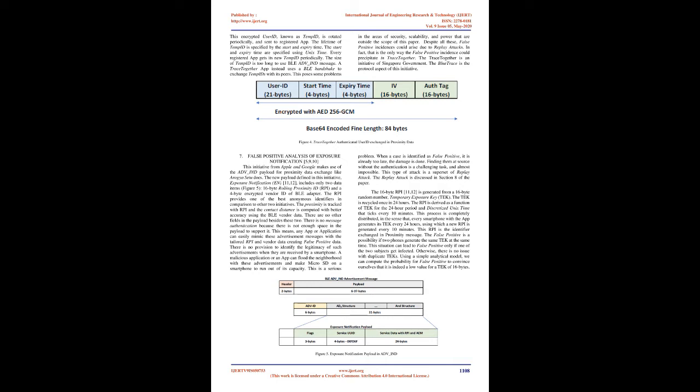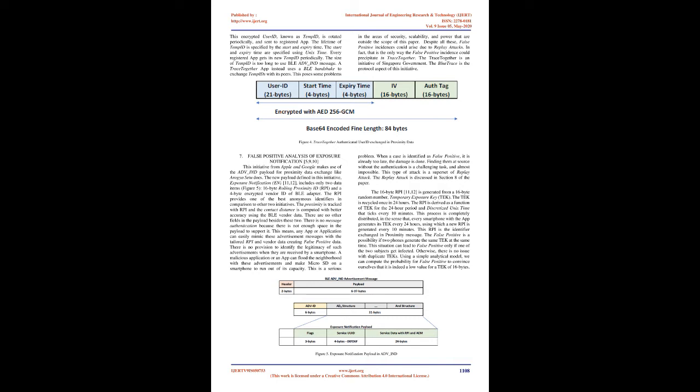7. False positive analysis of exposure notification 5,9,10. This initiative from Apple and Google makes use of the ADV_IND payload for proximity data exchange like Arogya Setu does. The new payload defined in this initiative, exposure notification 11,12, includes only 2 data items, Figure 5: a 16-byte rolling proximity ID, RPI, and a 4-byte encrypted vendor ID of BLE adapter.